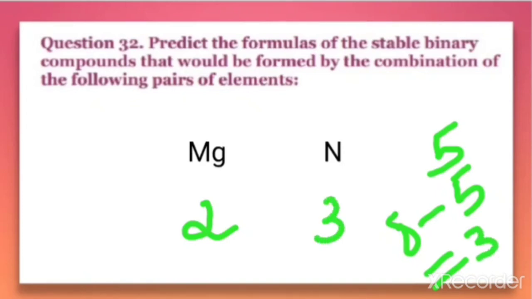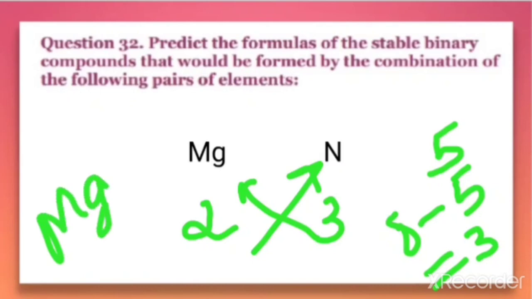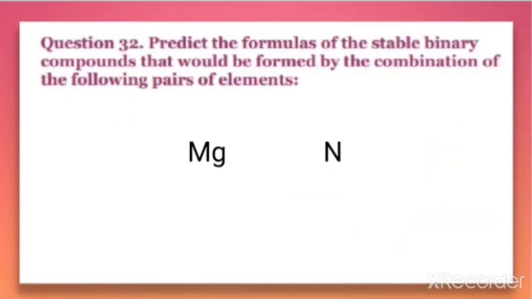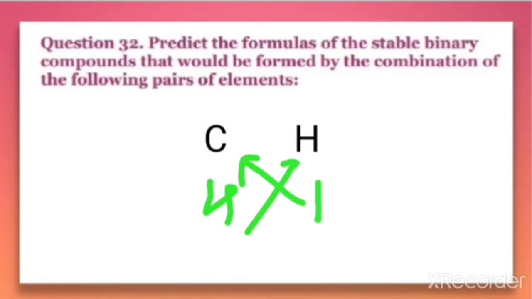So 3 is the valency for nitrogen. When you crisscross it, you will get the formula Mg3N2, that is magnesium nitride. Next, carbon and hydrogen. Carbon belongs to group 14, therefore the valence electron is 4, which is nothing but its valency. Hydrogen is 1. When you crisscross it, you will get the formula CH4. That is the formula for the compound of carbon and hydrogen.